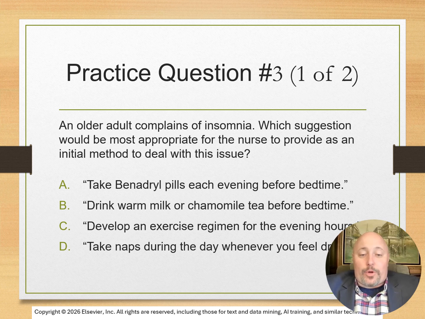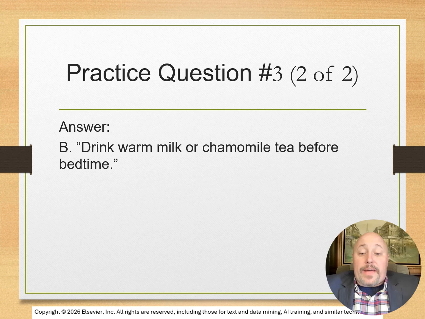Question 3, an older adult complains of insomnia. Which suggestion would be most appropriate for the nurse to provide as an initial method to deal with this issue? That'd be A, take Benadryl pills each evening before bedtime. B, drink warm milk or chamomile tea before bedtime. C, develop an exercise regimen for the evening hours. Or D, take naps during the day whenever you feel like it. And that answer is going to be B, drink warm milk or chamomile tea before bedtime.